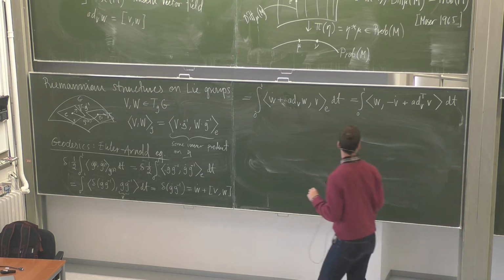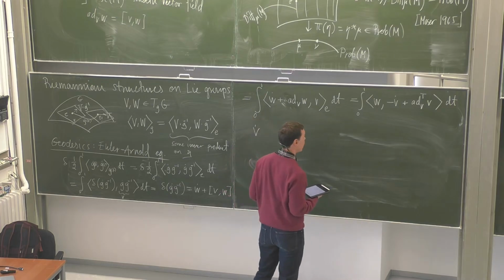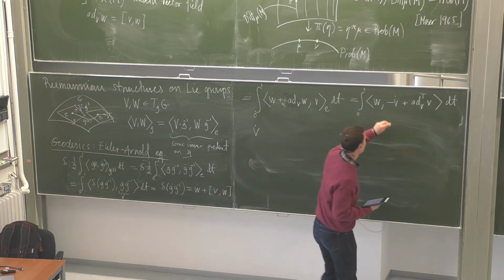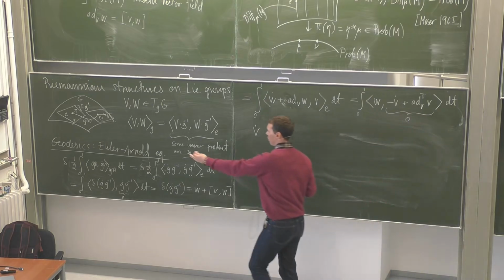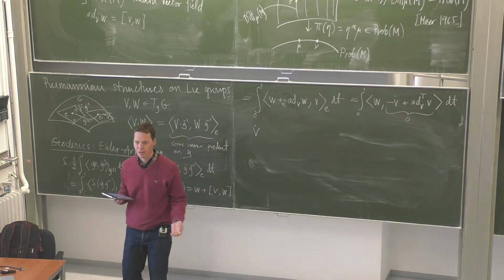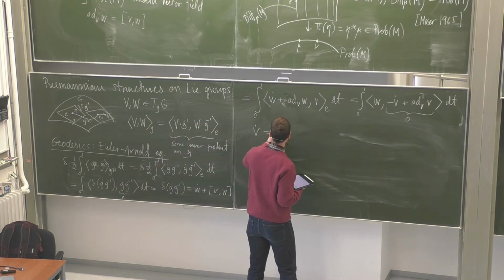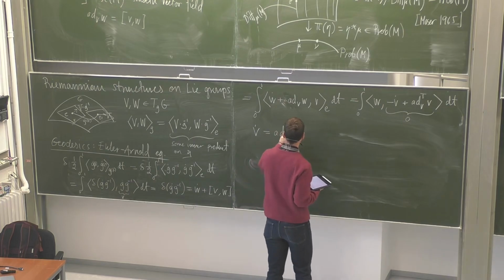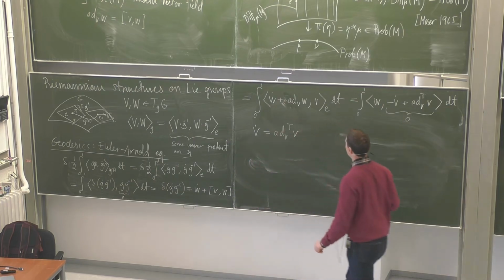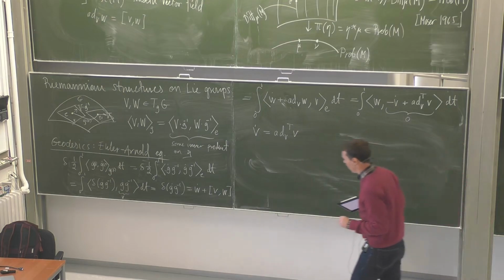Which means that I have my equation, just put this equal to 0, because I want the variation to be 0 in order to extremize the Lagrangian. So then I get that V dot is equal to ad transpose ad to... I think I made a sign error.